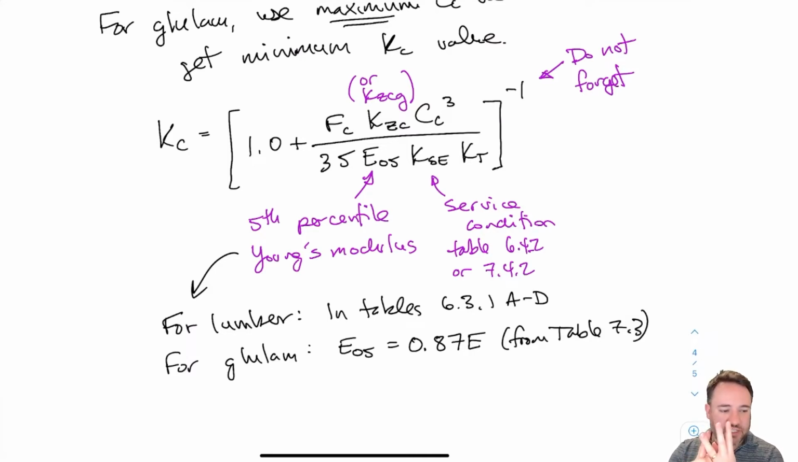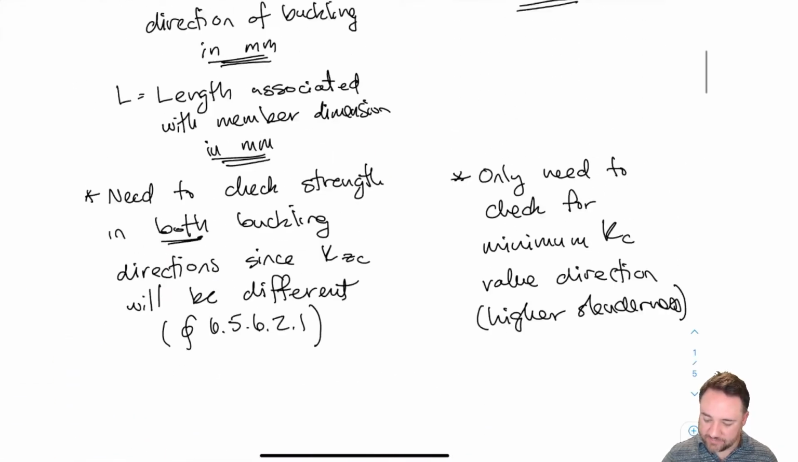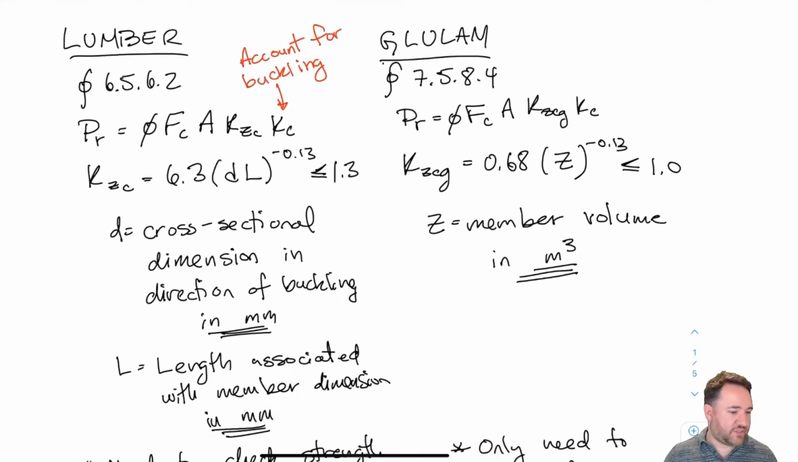Then once I have my slenderness ratio for both directions, strong and weak, I come to this KC equation here, and I sub in both slendernesses for lumber to get 2 different KCs. For glulam, I just use whichever CC is greater, and I plug that into this equation to get my minimum KC. Then once I have all of those things, I come all the way back to my initial equation. I'm going to plug in FC, which applies all of my modification factors, A, which is my cross-sectional area, KZC, which is from these equations, and KC for lumber in both directions, and for glulam, just the minimum one, and then I'm going to come up with my PR.